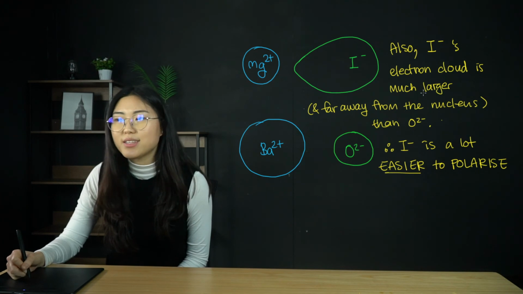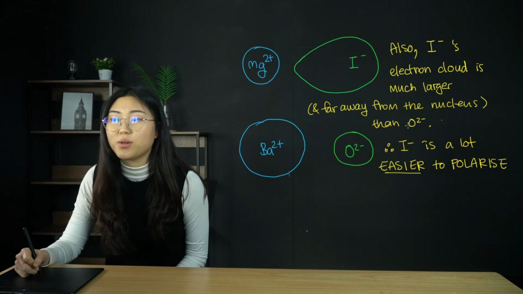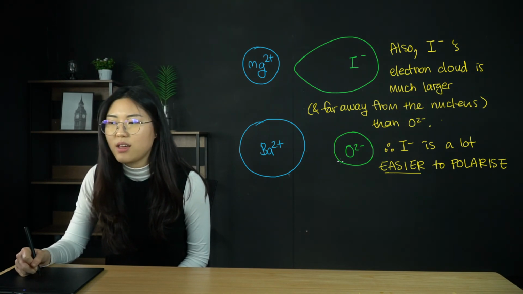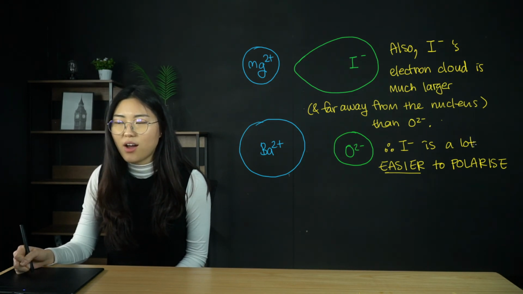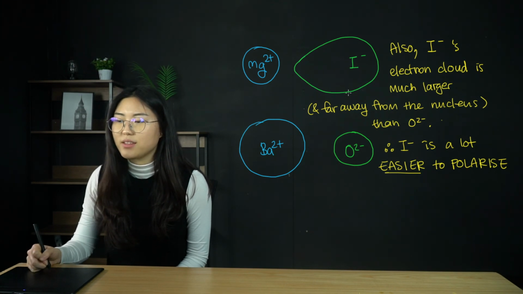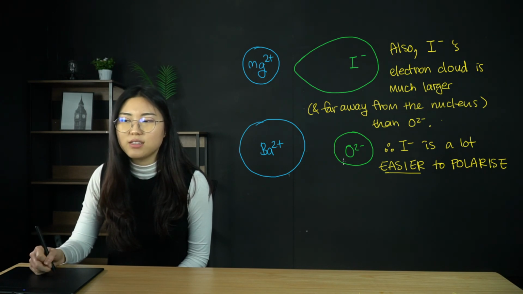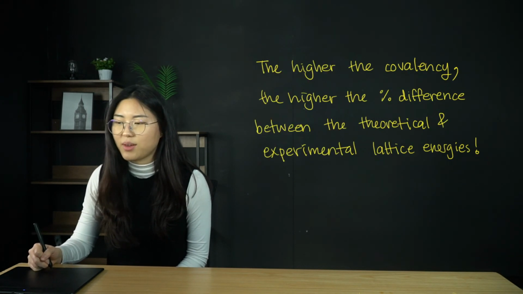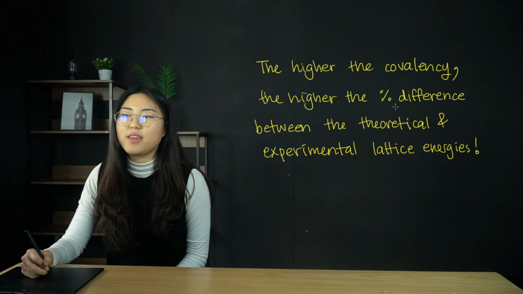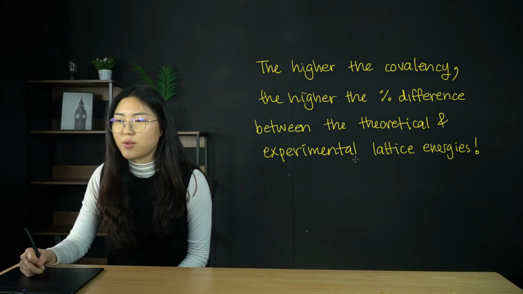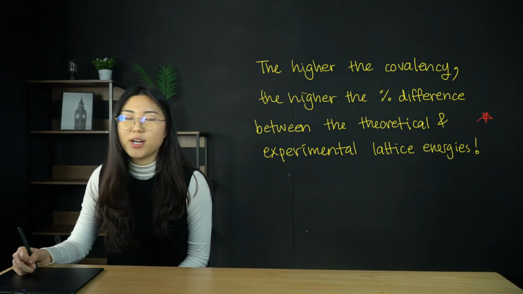So also, iodide's electron cloud is much larger, and basically the electrons are far away from the nucleus than the oxide ion O2 minus. O2 minus is very small, so it's very tightly bound. Therefore, the iodide ion is a lot easier to polarize, okay? So that's why magnesium iodide has significant covalent character, whereas barium oxide is almost 100% ionic, okay? Yeah, the higher the covalent character, the higher the percentage difference between the theoretical and experimental lattice energies, okay? This is the concept that you must remember.